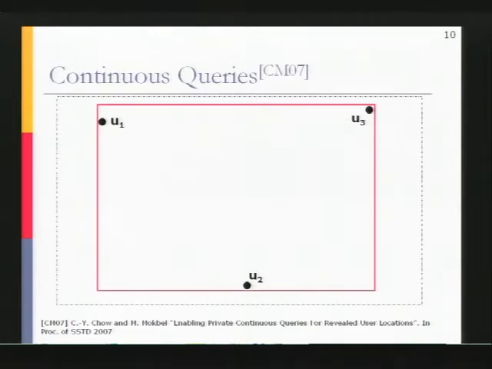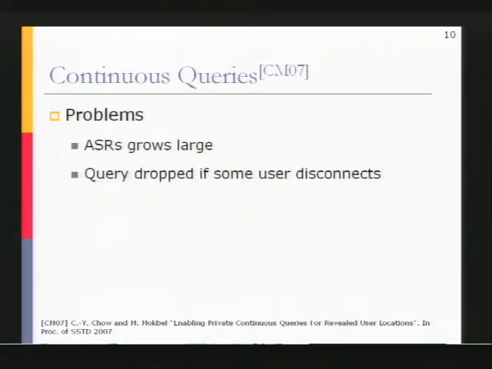Obviously, there are 2 problems here. The first problem is that this rectangle will grow very large if the users move in different directions. So maybe this would end up being the entire data space. This is not practical. And the other problem is that if at least one user in the initial set drops or disconnects, then the privacy of all other users is compromised, right?